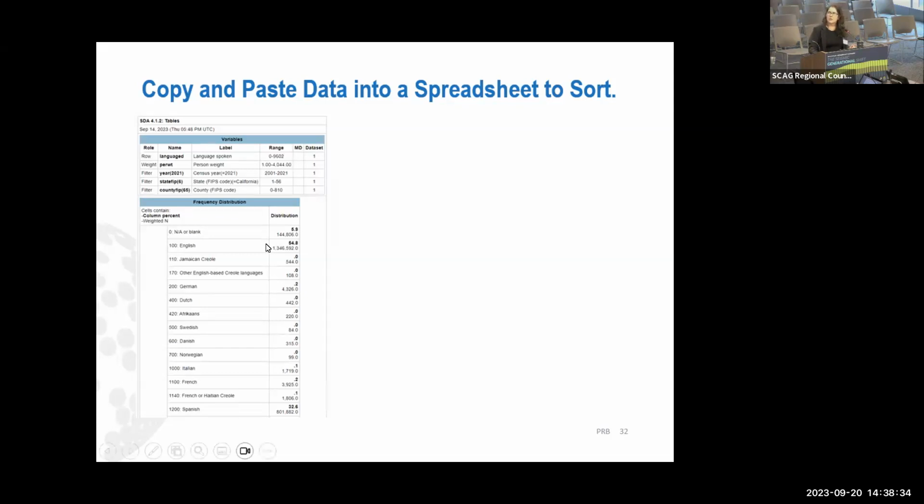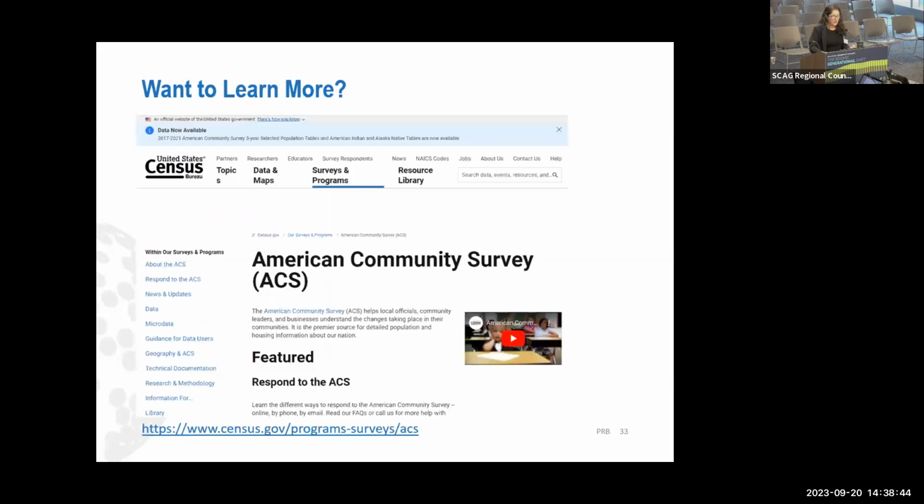But in this case, it's sorted by the code. Might not be the most helpful at this point. I would take the data and bring it into a spreadsheet to sort so that I can get the top languages spoken. So with that, that is a super high level, very quick surface level look at a couple of tools, data.census.gov, Kids Data, and IPUMS, that you can use to get at all of this rich potential in the American Community Survey data.